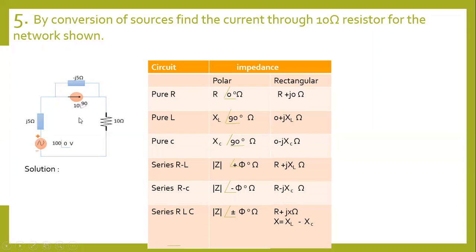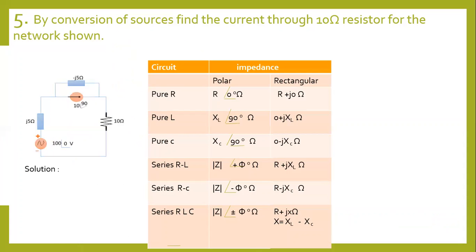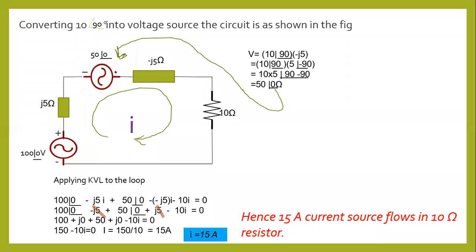Converting this current source 10 at an angle 90 to a voltage source, whereas this is a voltage source 100 at an angle 0 volts, and this is a current source. So how do we convert this rectangular form into a polar form? I showed you in the table 50 at an angle 0 or 50 at an angle 90. 10 at an angle 90 is in a polar form, whereas this minus j5 is in a rectangular form.